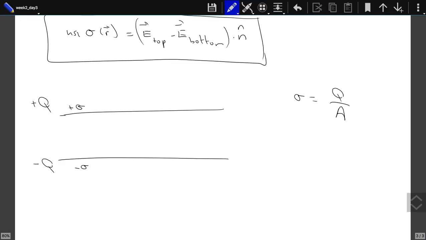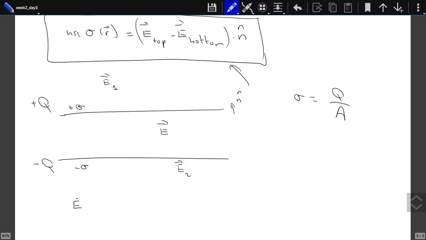Assuming, of course, there are no other charges around. Or in fact, let's just do it this way. Let's say the electric field is E1, the electric field is E2, the electric field inside is E. For the time being, I'm not making any assumption about E1, E2, or E. Now, I have this condition. Let us choose the n vector to be in this direction.